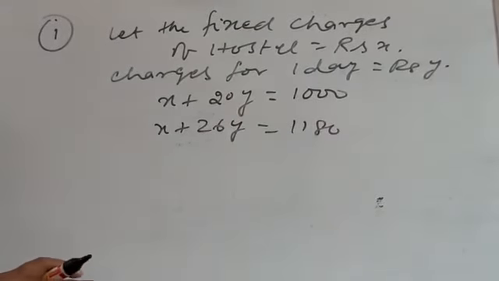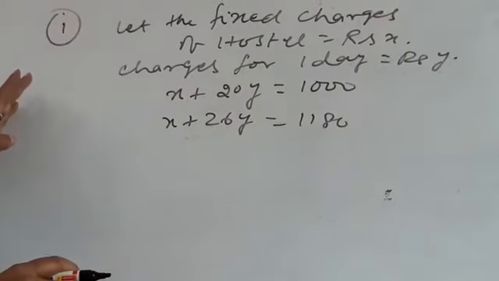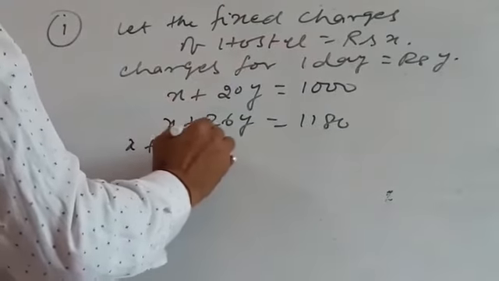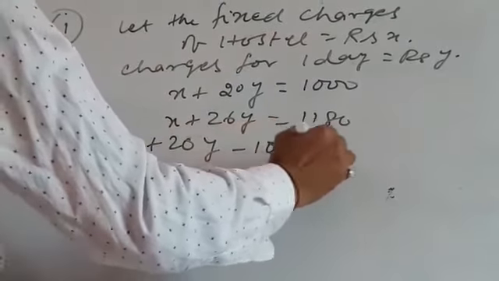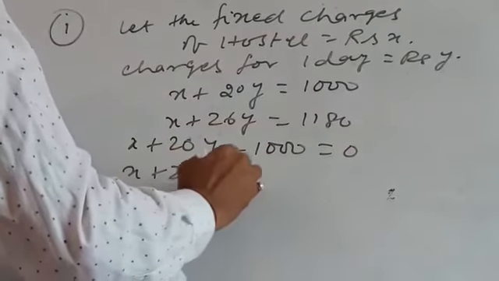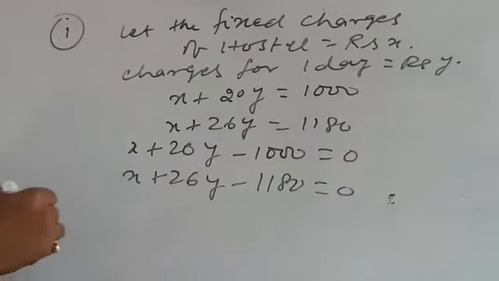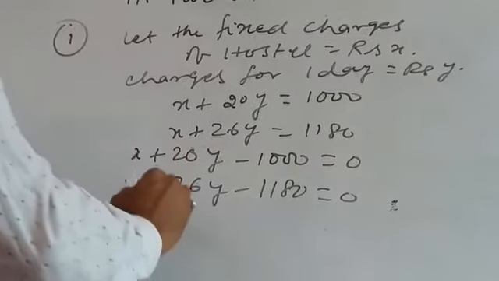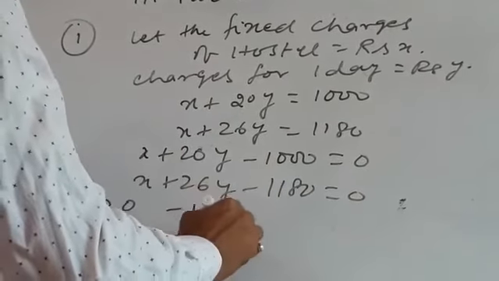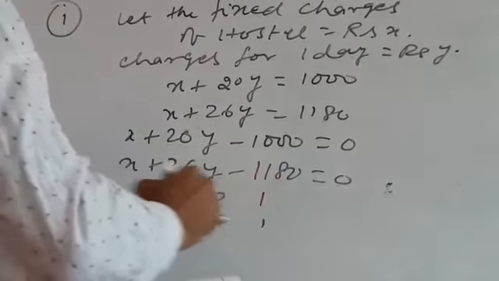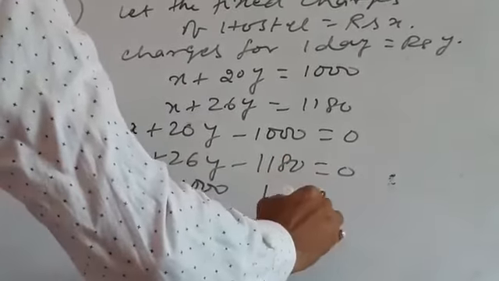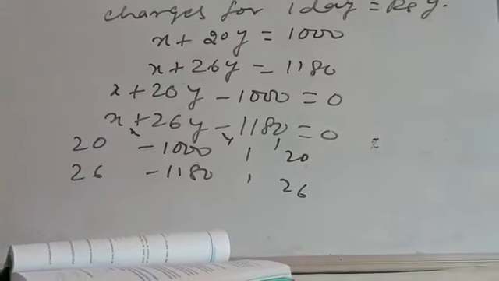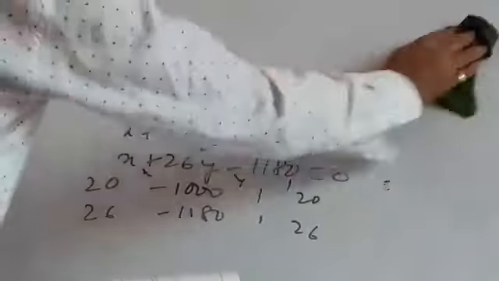Because the cross multiplication method is introduced here, I suggest you go with the cross multiplication method. For doing the cross multiplication method, first what we need to do? X plus 20Y minus 1000 is equal to 0, and X plus 26Y minus 1180 is equal to 0. Now you know what to do. b1 b2 means 20, 26, then c1 c2 minus 1000, minus 1180, a1 a2 that is 1, 1, again b1 b2, 20, 26. This is X, this is Y, and this is 1, and go for the calculation part. I will not do the calculation for you. So this is the first part of exercise 3.5.